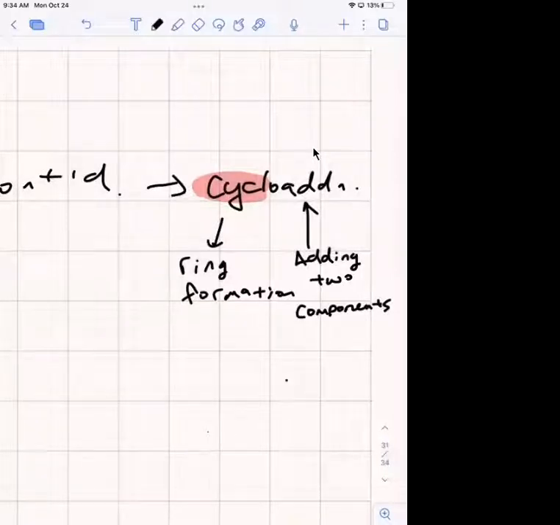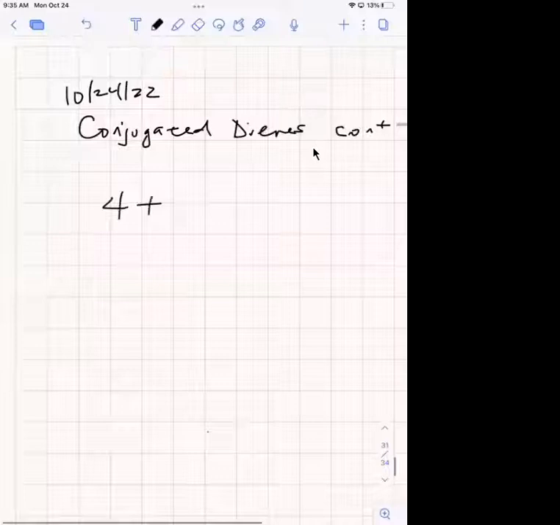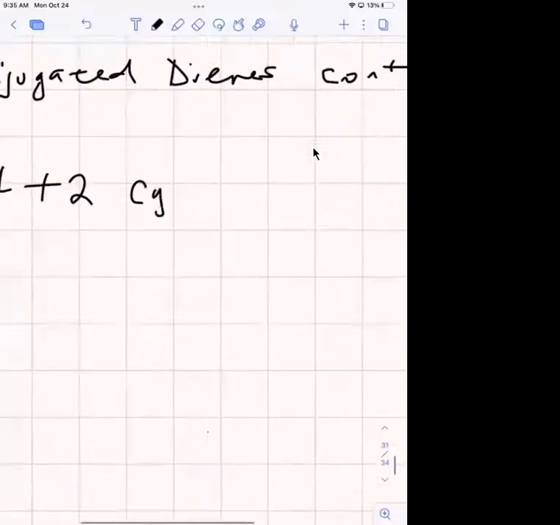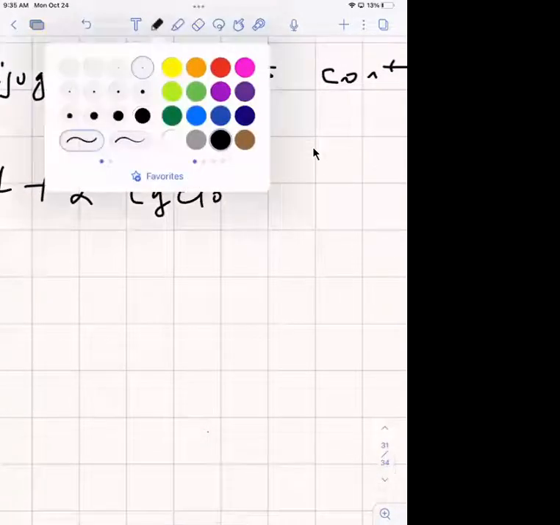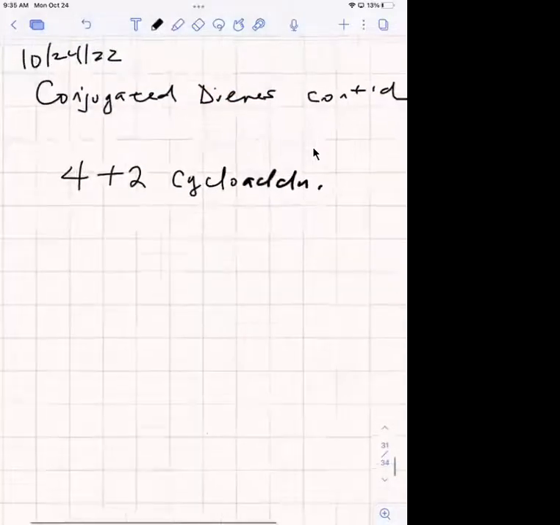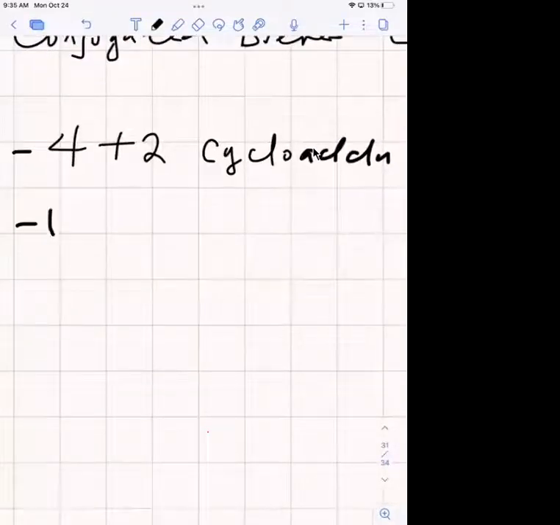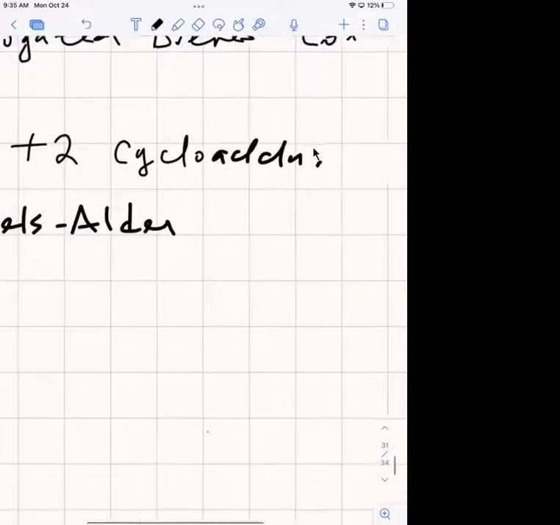I'll say that up front, but for the scope of this class, we're going to look at the 4+2 cycloaddition. I think I gave you an example, but we didn't really go that deep into it. This is also called the Diels-Alder cycloaddition.